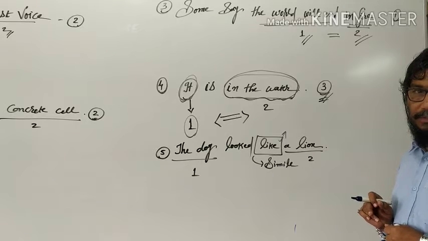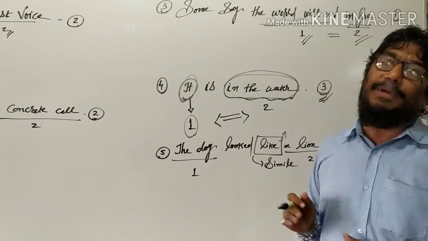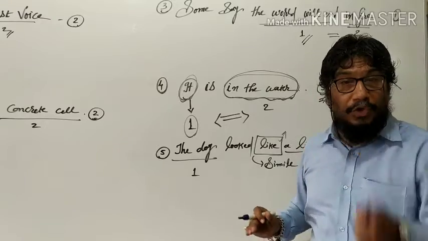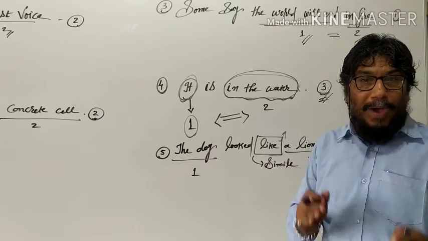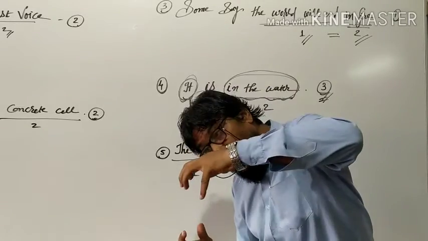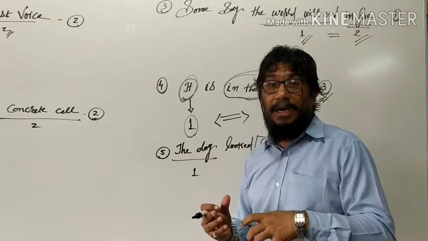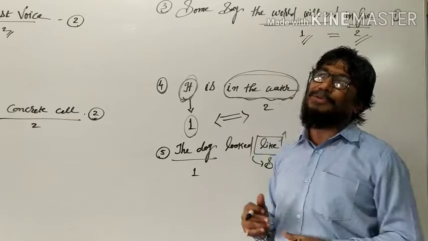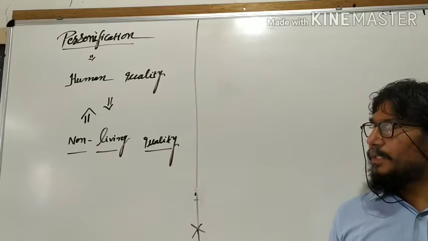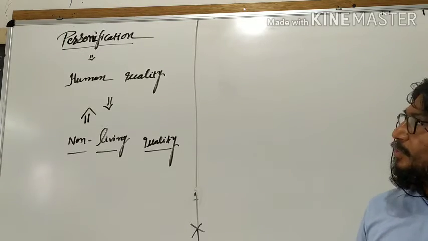Got the idea? In this way, you will identify simile and metaphor. One more thing I will tell you, keep it in your mind. Wherever metaphor is given, it is also known as implied simile. Why is it so? Because simile is implied 100%. Simile is implied 100%, so metaphor is also known as implied simile. Got the idea? These two friends will move ahead with the next figure of speech, and that is personification.